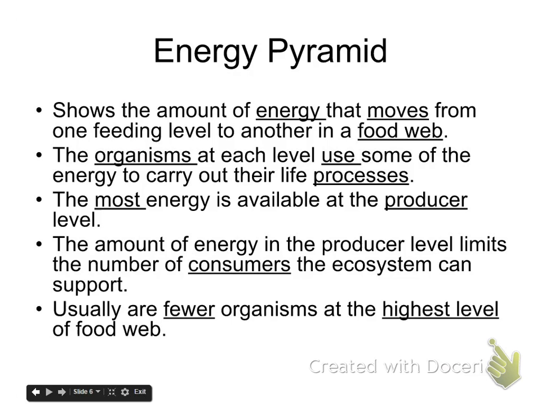So thinking back to when we did the activity where I cut half of the producers away, we started to run into issues. We weren't able to support the rest of the consumers in the ecosystem. So we need that balance with the majority producers in the ecosystem and then the others less and less as we go up the chain of life. So at the top, there's usually a lot fewer of those guys. So fewer organisms at the highest level of that food web.